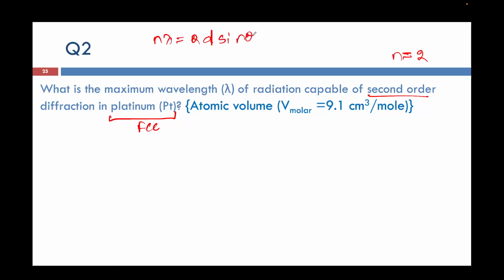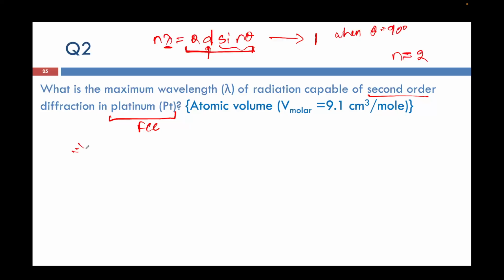So when maximum wavelength will come, this entire value should be maximum. That means d value should be maximum, and sine theta should also be maximum. And when will sine theta value be maximum? The maximum value of sine theta is 1, when theta will be equal to 90 degree, right?